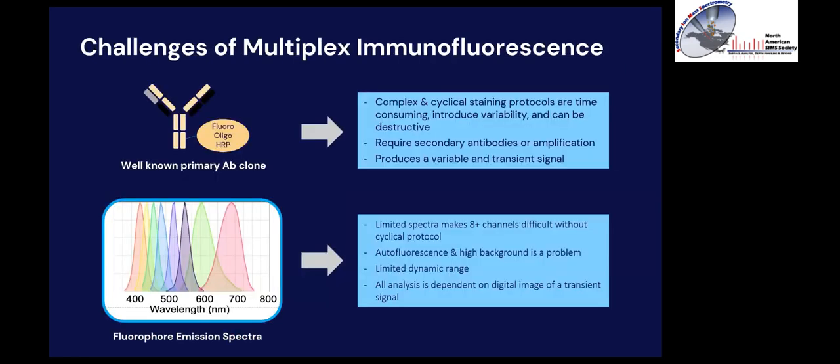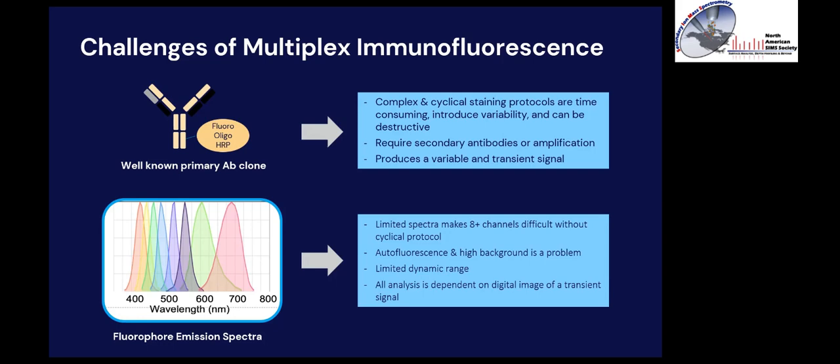And so traditionally, this has been done with optical techniques like a microscope for IHC, or even more recently, multiplex immunofluorescence, but it really doesn't solve the problem fully the way that we want to. MIF can be complex because it has cyclical staining protocols that are time consuming. They can be destructive to the sample. They introduce variability, and oftentimes they require secondary antibodies or amplification, and it produces a variable and transient signal.